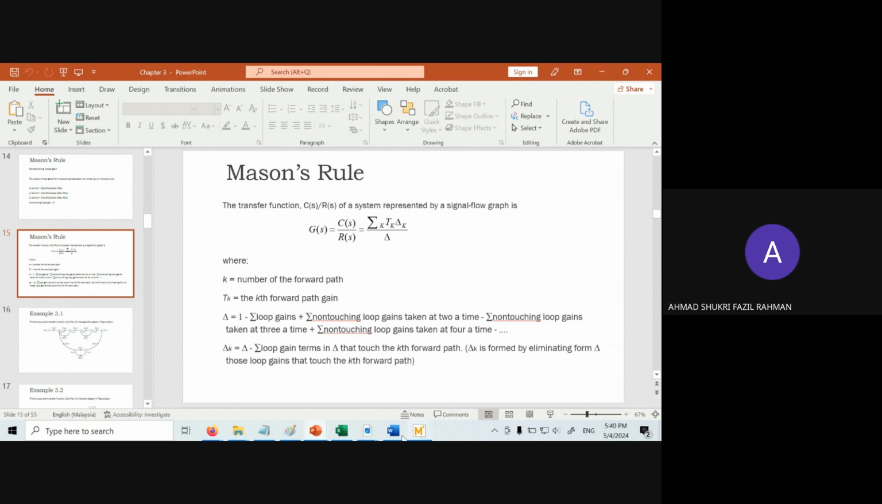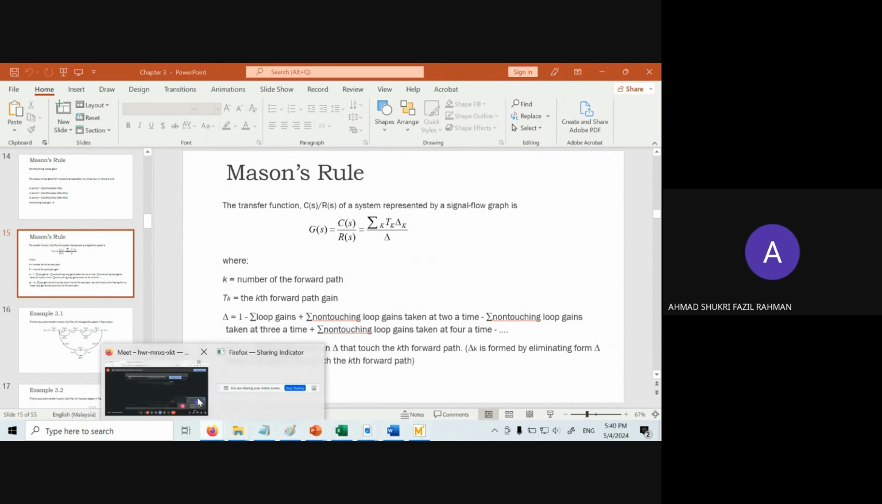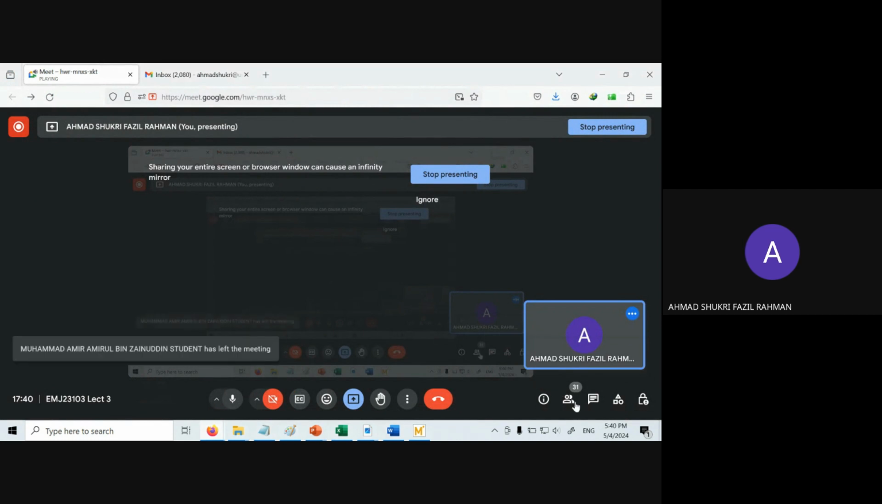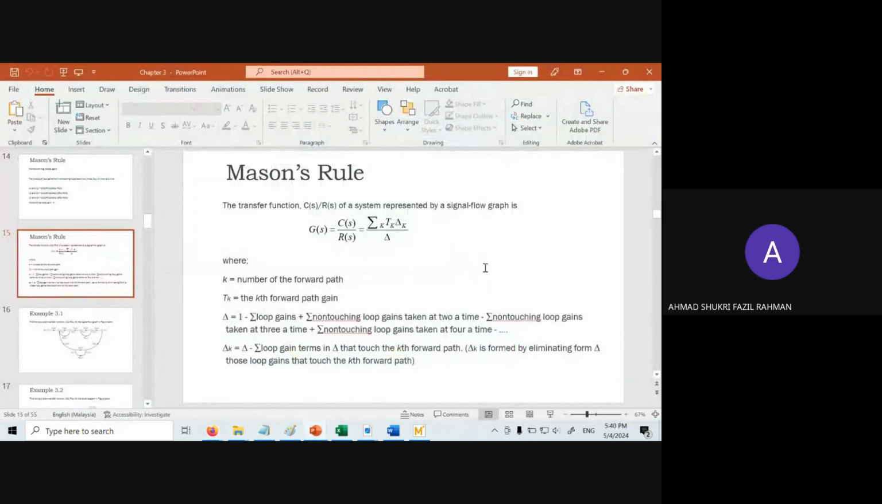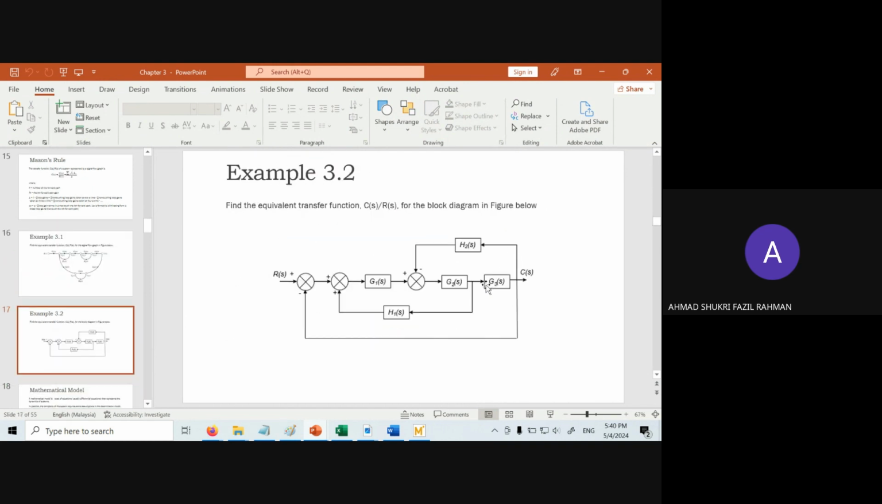Make sure that you go back and try first. If you have an example, then maybe after Raya break we can refer back. So that one concludes Mason's rule, and then for example 3.2, I think you better try first.